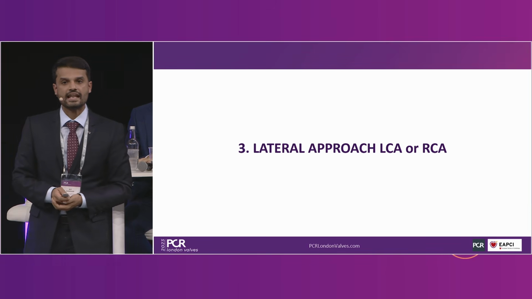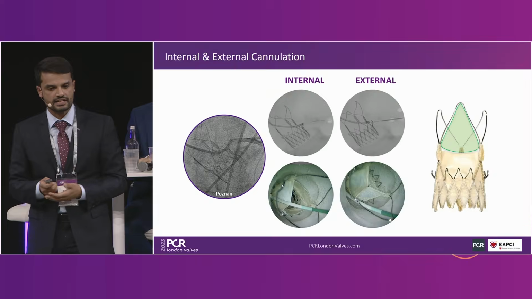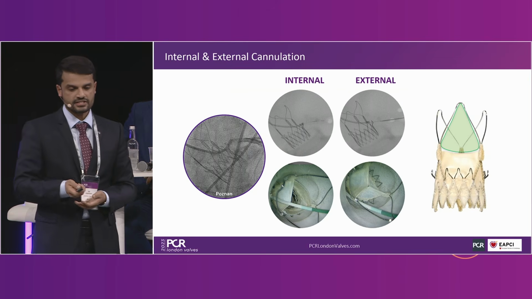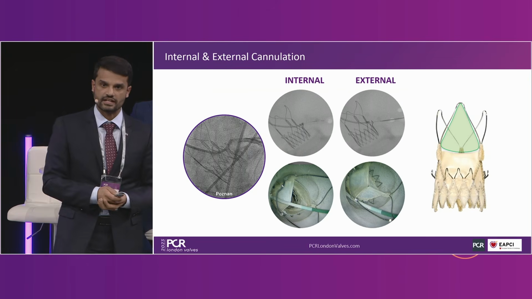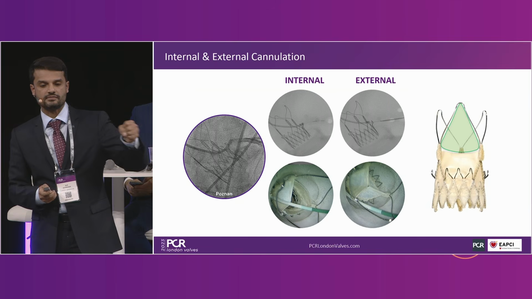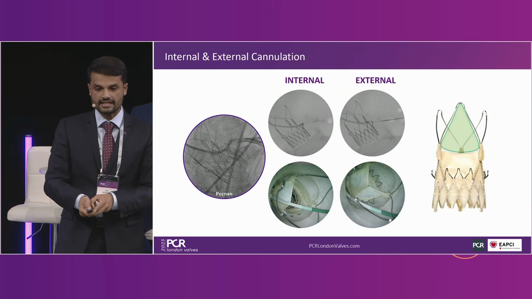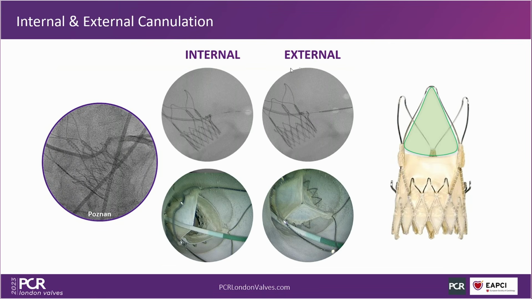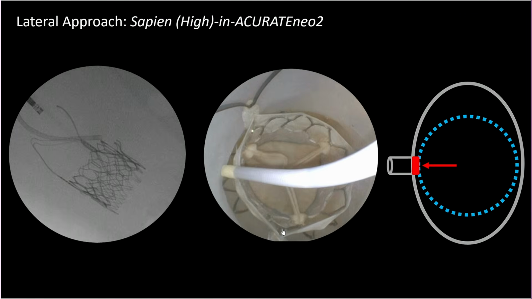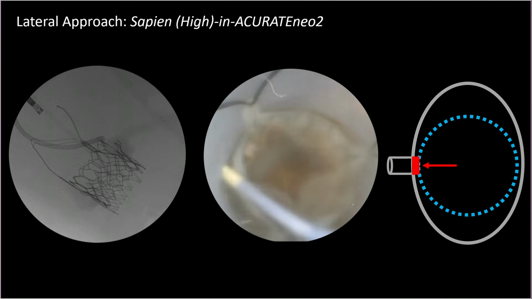Next, I want to talk about the lateral approach. This is something that's a little bit unique with the Accurate Neo platform. This is actually a live case that was demonstrated last year at London Valves. We took the patient's anatomy, went into the lab, and simulated the coronary access. What I want to highlight is you can see here, fluoroscopically, you can't see a difference between the two approaches. When you look inside, one is clearly through the valve frame, and one is kind of external, coming round from the side. And this is something that time and time again can be quite useful in this setting.